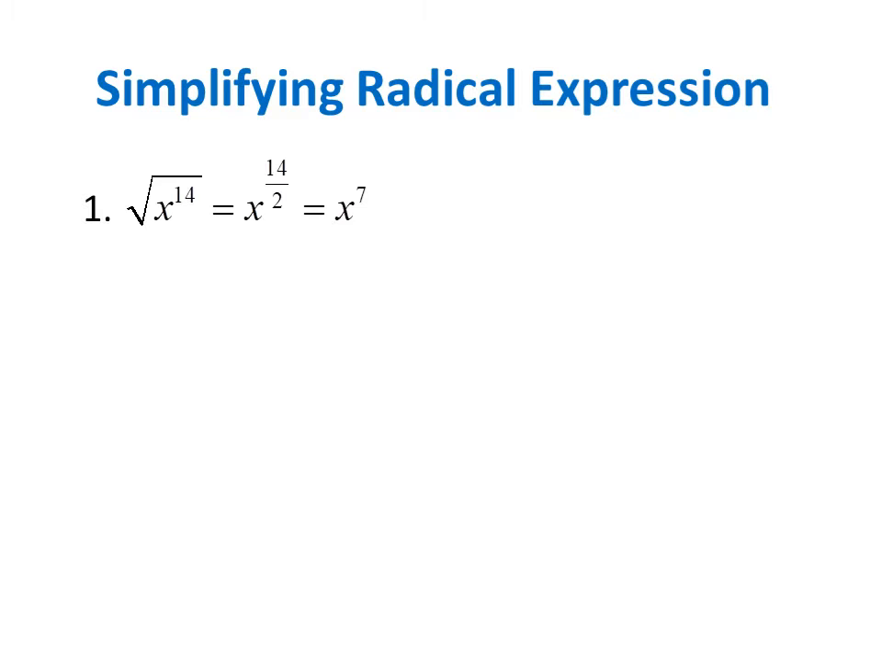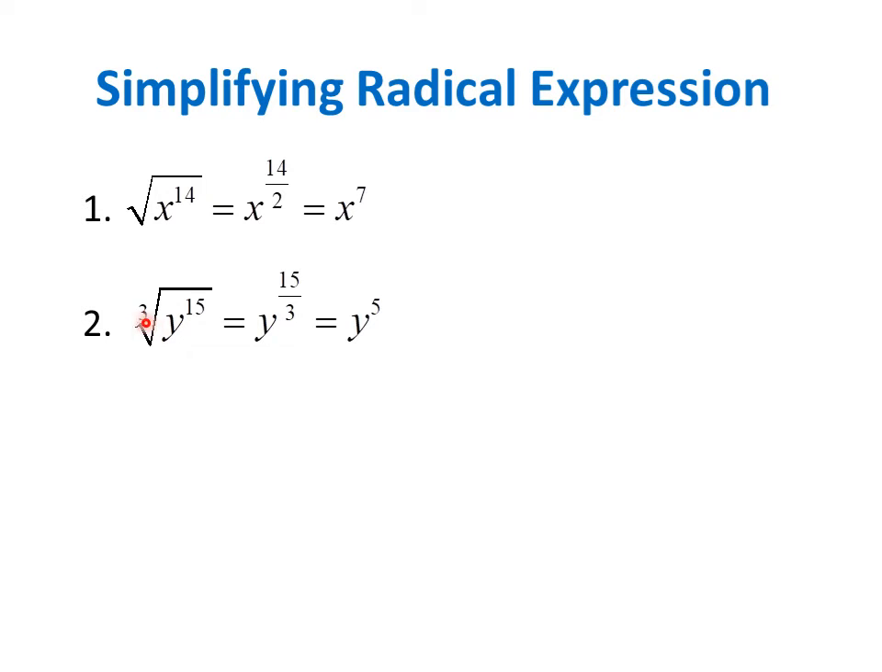Now, let's evaluate some radical expressions. First, let's say we have the square root of x to the 14. Remember, if no number is written as the index, it is actually 2 because this is the square root. So how do we evaluate this expression? We simply divide this exponent by the index. So we have x to the exponent 14, the original exponent. Then we divide that exponent by 2. So 14 divided by 2 is 7. Therefore, the square root is x to the 7.